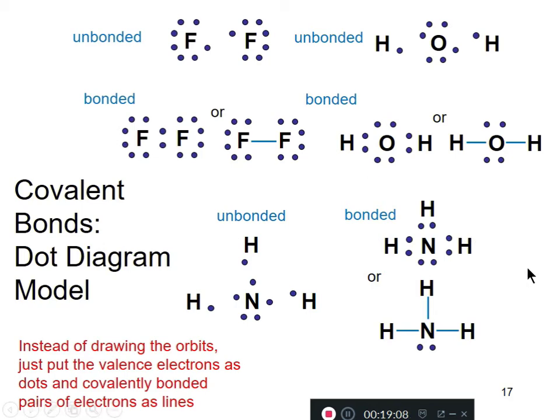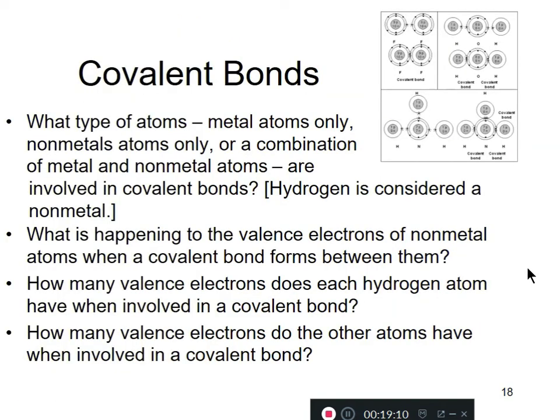Okay, let's see if we can notice these patterns and answer these questions. What type of atoms, metal atoms only, non-metal atoms only, or a combination of metal and non-metal atoms are involved in covalent bonds? And remember that hydrogen is considered a non-metal, even though it's to the left of the staircase. What is happening to the valence electrons of the non-metal atoms when a covalent bond forms between them? How many valence electrons does each hydrogen have when involved in a covalent bond? And how many valence electrons do the other atoms have when involved in a covalent bond?